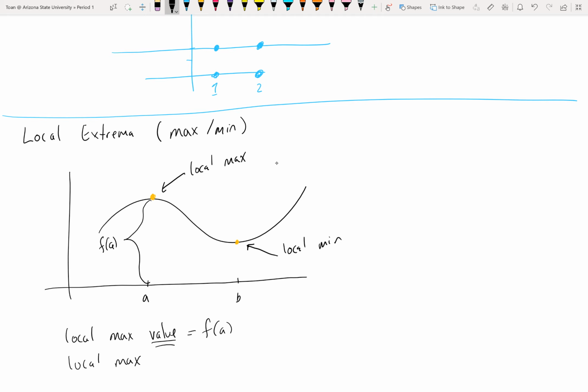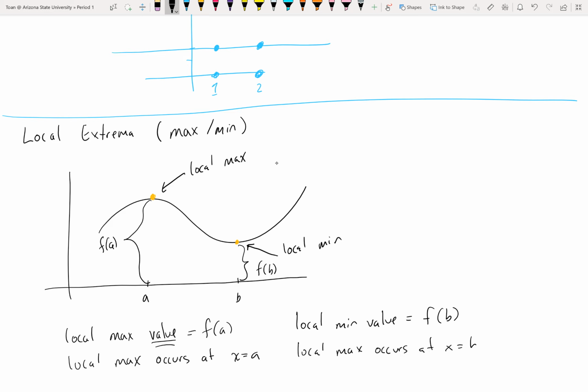If I just say, hey, what's the local max? I don't use the word value. I'm looking for the x value. So I would say the local max occurs at x equals a. Right. And same thing with minimum. Local min value is the actual function output, which is the function output at b in this example. And then the local max happens or occurs at x equals b. Right?